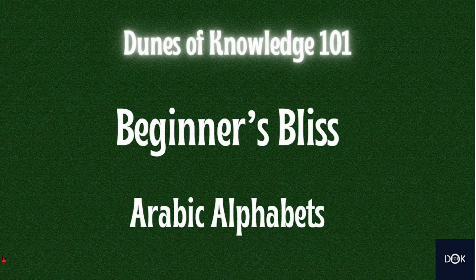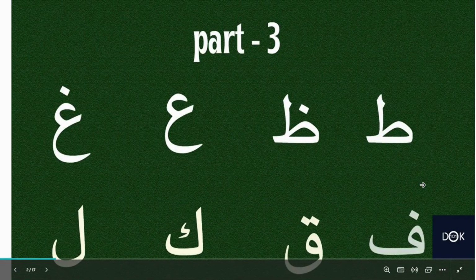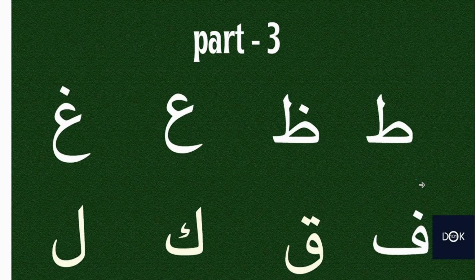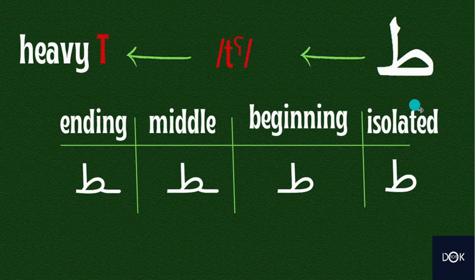Marhaba! Welcome back to the Beginner's Bliss series, Arabic Alphabets, Part 3. In today's lesson, we will learn the next 8 Arabic alphabets. So let's dive in. The first letter today is called Ta.